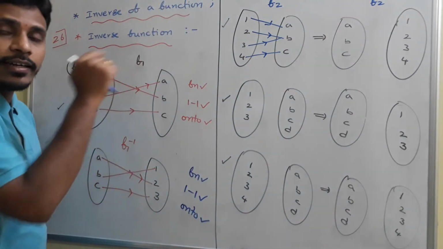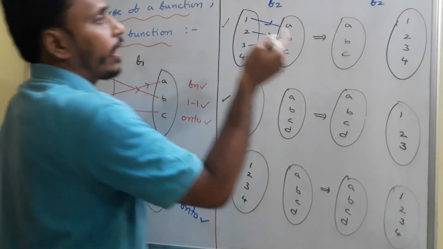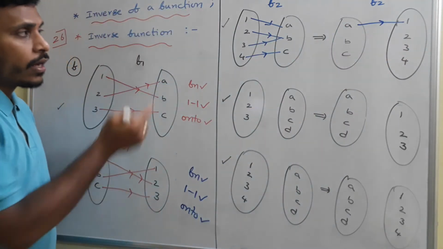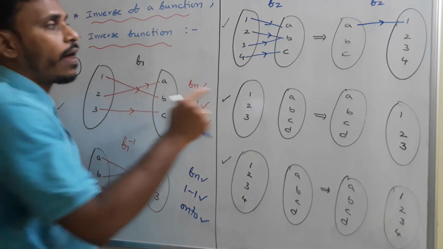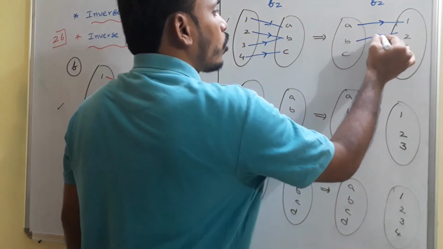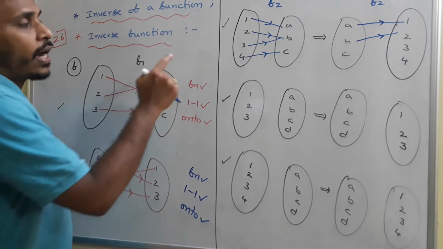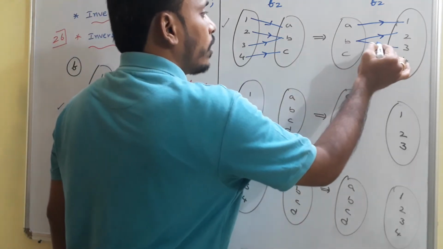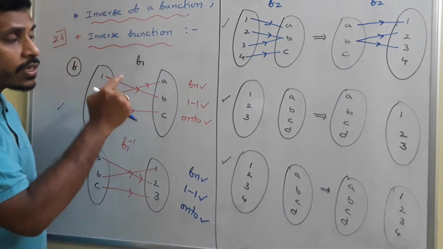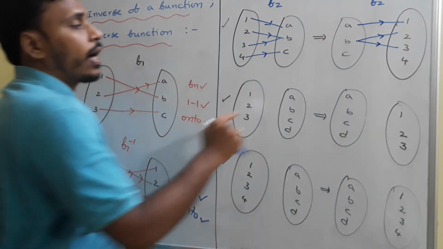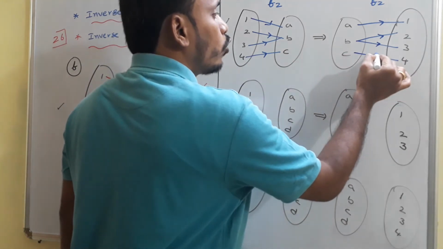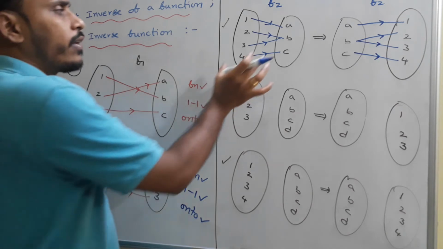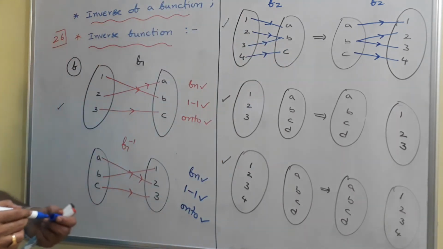Since I connected 1 to a in f2, we need to relate a to 1 in its inverse. Here 2 is connected to b, and we need to connect b to 2 in f2 inverse. And here 3 is connected to b, so we need to connect b to 3 in f2 inverse. Here we connected 4 to c, so we need to connect c to 4. Just have a look. And now see, f2 is clearly a function.